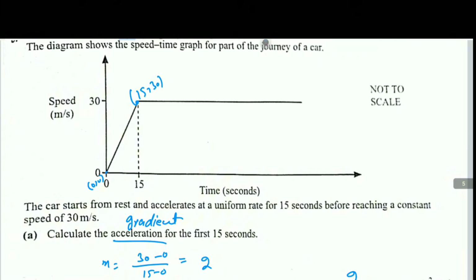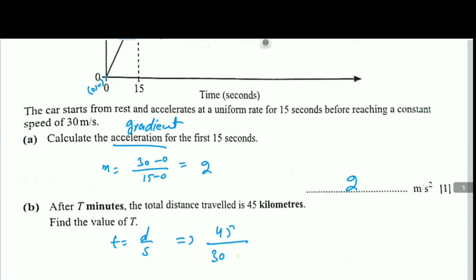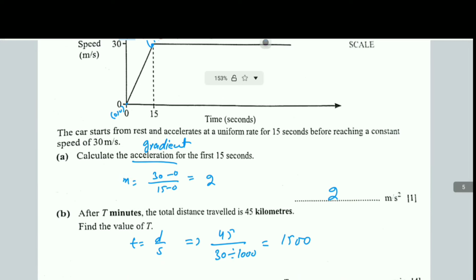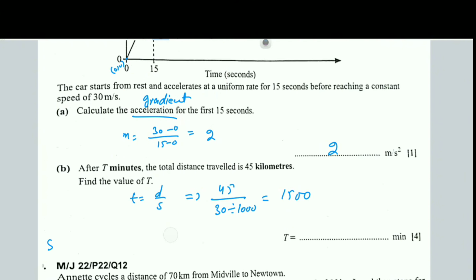So 30 is the speed, maximum speed. So 30 will be converted into meters, kilometers. So you will divide it with 1000. That will be 1500. So time is equal to 1500 seconds. Divide 1500 with 60, you will get 25. So time will be converted into minutes. So these are seconds.